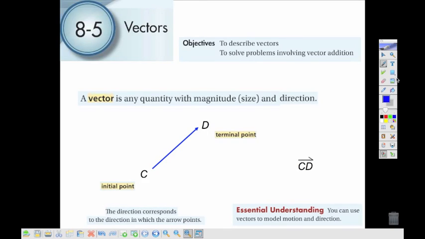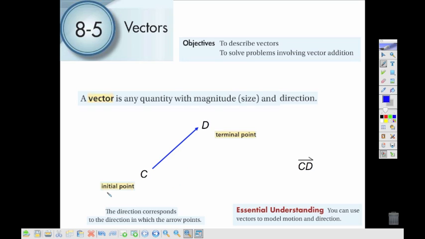In section 8.5, we're looking at vectors. A vector is any quantity that has a magnitude, that's a size, so it tells us how long it is, and a direction. We often see these in physics where maybe we have a force pushing in a certain direction. It tells us how strong the force would be and which direction it's going. It could also be a distance, like how far we're walking in a certain direction or something like that.